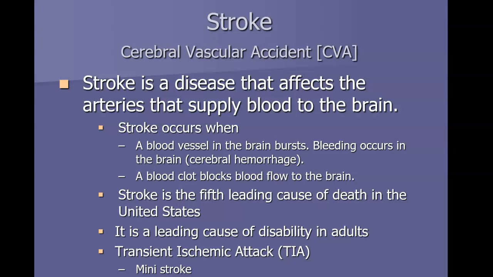So a stroke is the 5th leading cause of death in the United States, and that has improved. It used to be the 3rd leading cause of death in the United States, and it's dropped down to the 5th leading cause. It is the number 1 cause of disabilities, though, in adults.